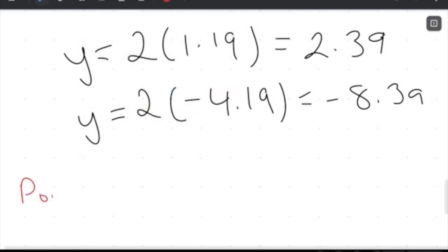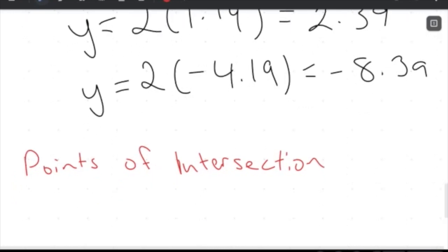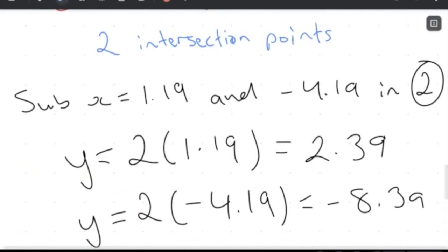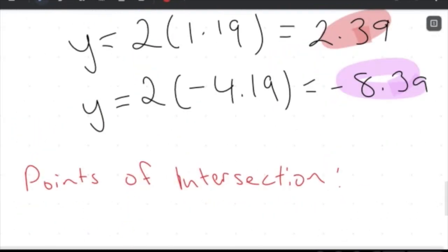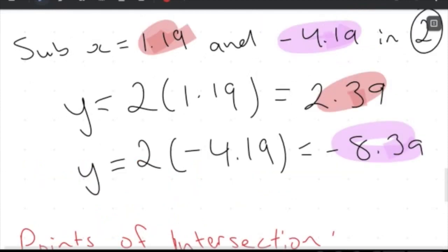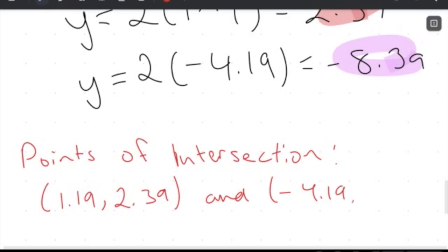So the points of intersection are going to be this x value, this y value, and this x value, this y value. So I have 1.19, 2.39, and negative 4.19, negative 8.39. So this is how we can use the quadratic formula.